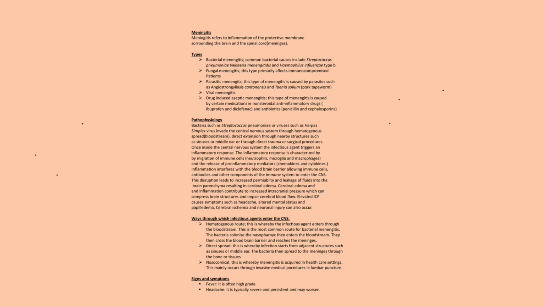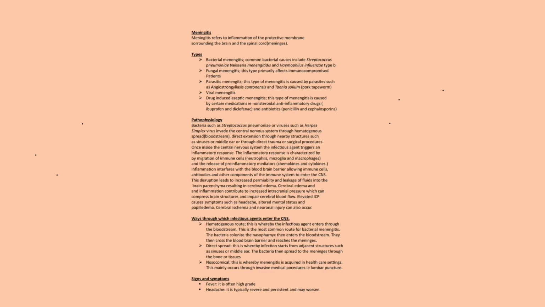So we have the different ways in which the causative agent reaches the brain. We have the hematogenous route, which is through blood spread, or through the bloodstream. So the causative agents such as the bacteria invade the nasopharynx, then enter the bloodstream, then cross the blood-brain barrier and reach the meninges. And the hematogenous route is the most common route for bacterial meningitis.